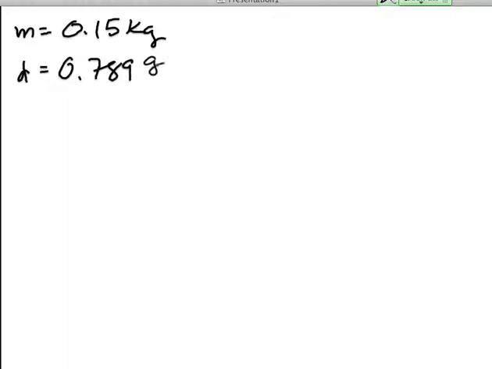So my given, I know that my mass is 0.15 kilograms. Density is 0.789 grams per milliliter, right? All right, and it's asking me how many milliliters are needed. So what quantity is it asking me for? The volume. That's a question mark. All right, so I know that density is equal to mass divided by volume, right?